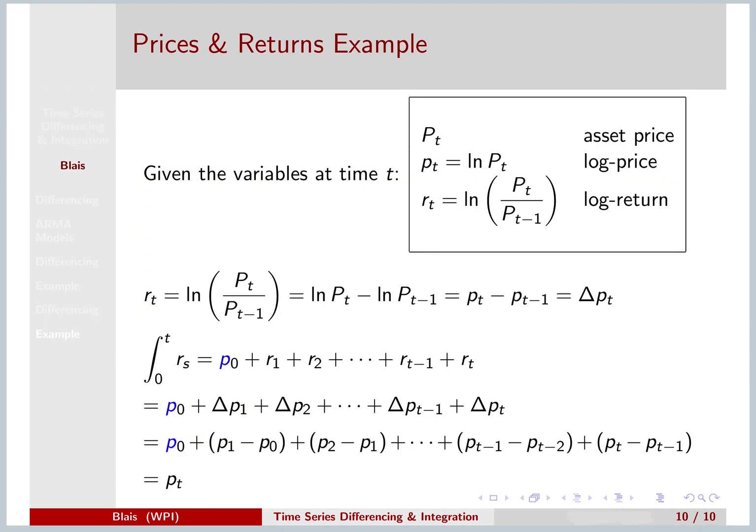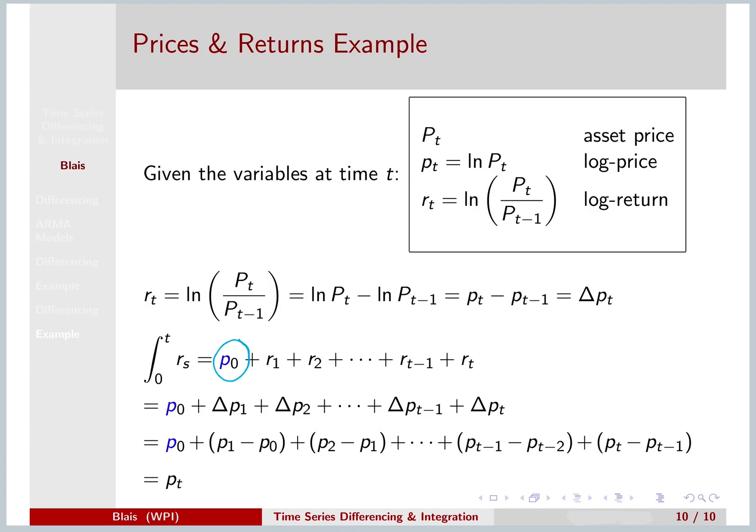So let's look at our example again. Recall we have our variables: capital P_t is the asset price, little p_t is the log price, r_t is the log return. And we established that these log returns are the difference of the log prices. Well, if we want to go the other way, let's integrate the log returns. A way we can write this is the integral from time 0 to time t of r_s.